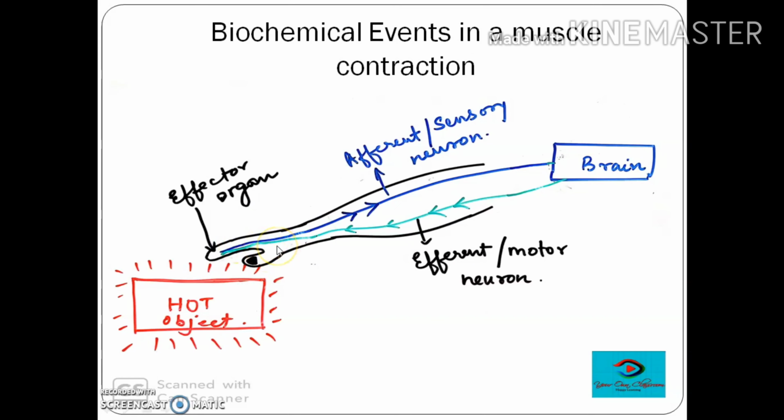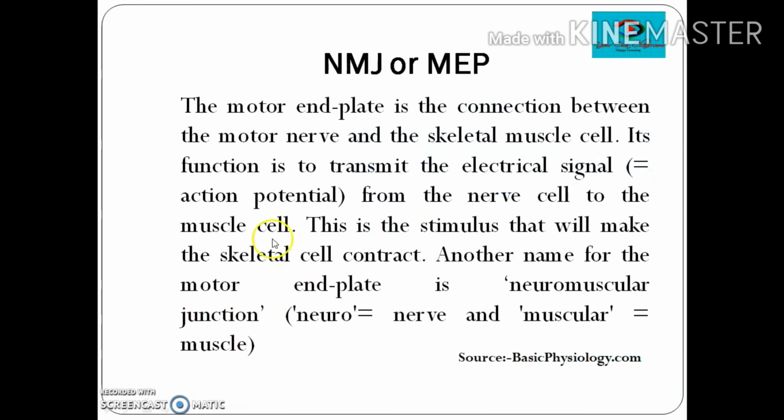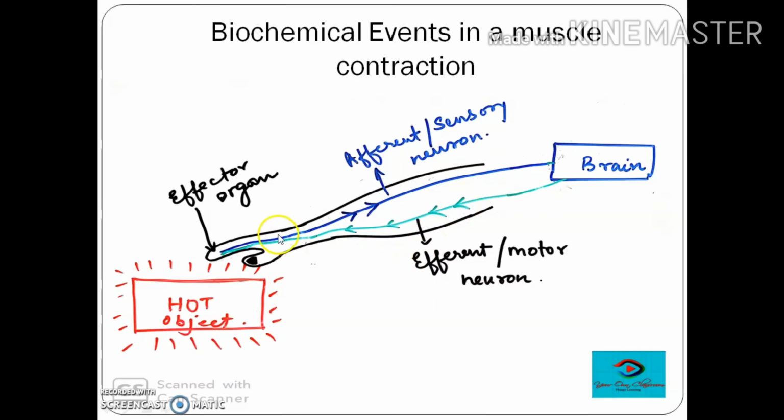present in your hand. And for understanding how your motor nerve coordinates with your muscle fiber, we would look into the neuromuscular junction or motor end plate. The motor end plate is a connection between the motor nerve and the skeletal muscle cell. So as we have seen, this is the motor nerve which I have shown with the green color, and this is the place where your muscle fiber would be.